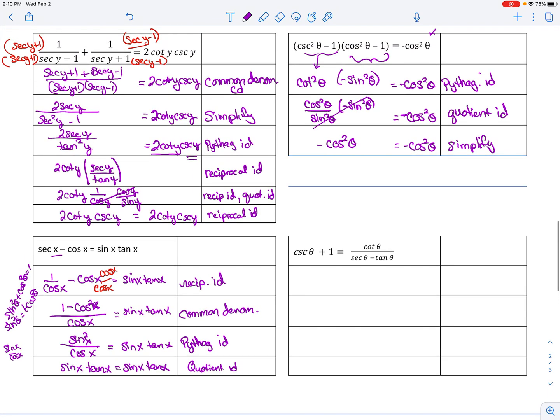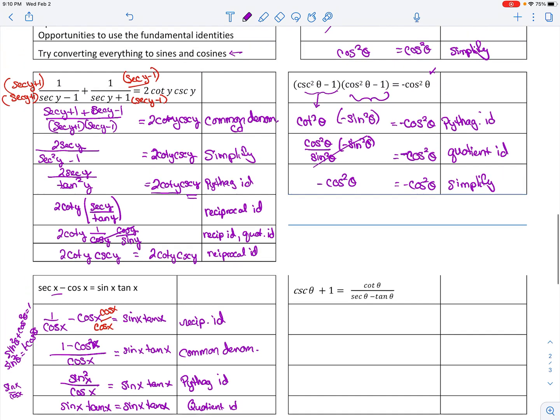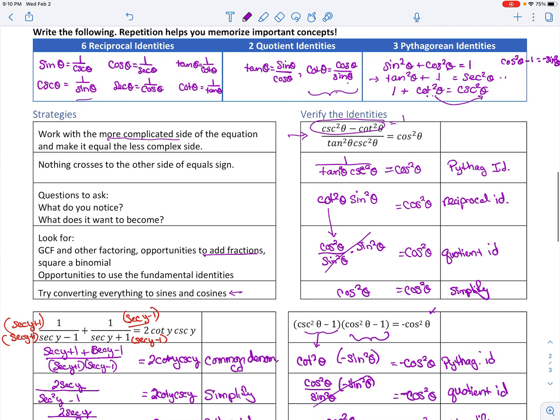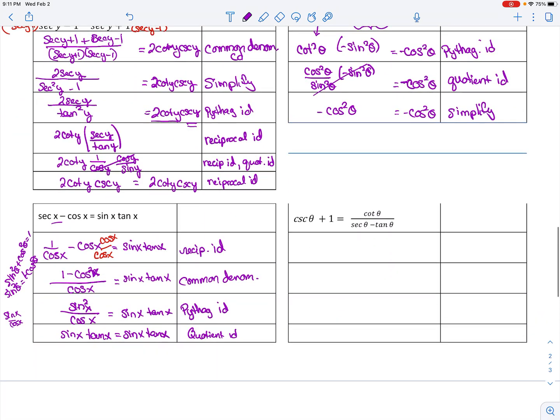Well, it would kind of be nice if instead of a secant of theta minus a tangent of theta, remember we have a Pythagorean identity that has secants and tangents in it, right? It would be nice if it was a secant squared theta minus tangent squared theta, because that's a Pythagorean identity. So how can we make that happen? Well, we're going to leave the left side alone, but we're going to multiply the numerator and denominator by, well, we're going to make this a difference of squares.